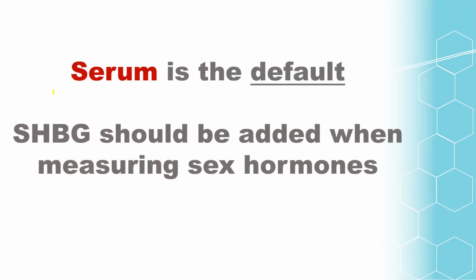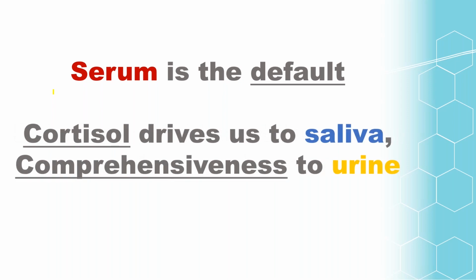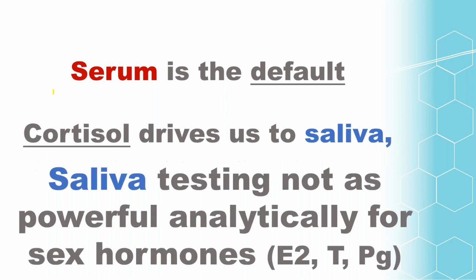So serum is the default, as we've said. However, because those binding proteins are so important, as the levels of those go up, so sex hormone binding globulin, if the levels of that are elevated, then it's going to reduce the amount of free or bioavailable hormone that you have. So when you're using a serum, and only a serum test, for things like estradiol and testosterone, both of which bind to SHBG, you're going to want to add SHBG into your testing menu when you're looking at serum.